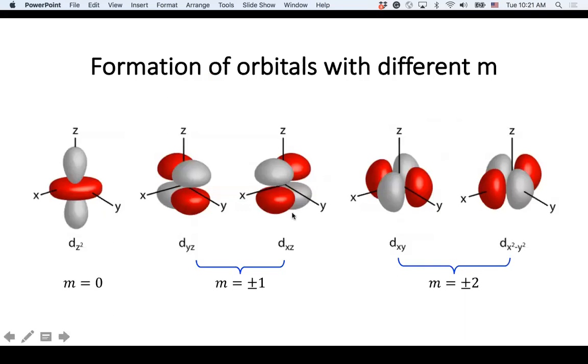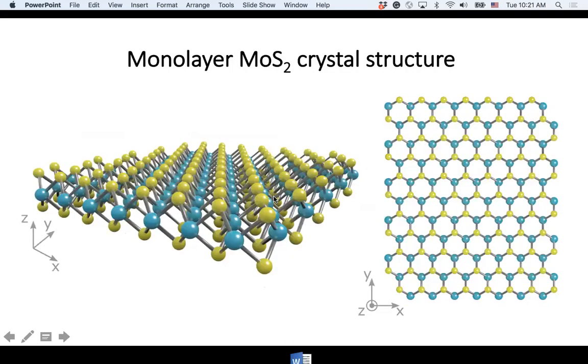So you can use m to group them into these 3 groups. Now let's come to the lattice. Let's say you are not considering an isolated molybdenum atom. You're considering the molybdenum atom as a part of the lattice.